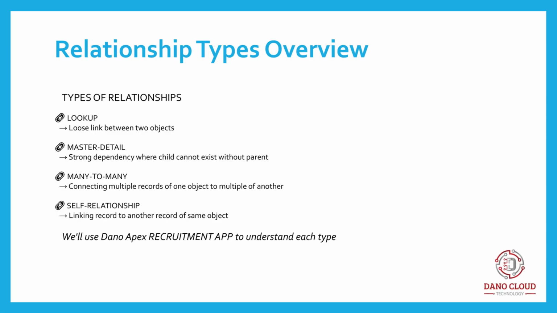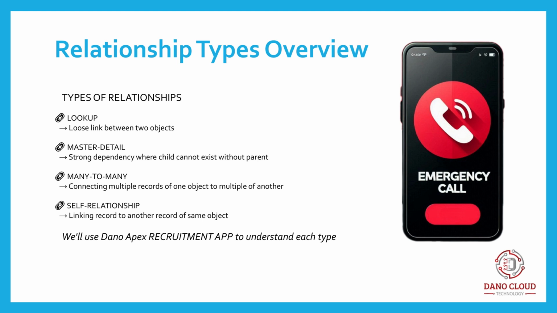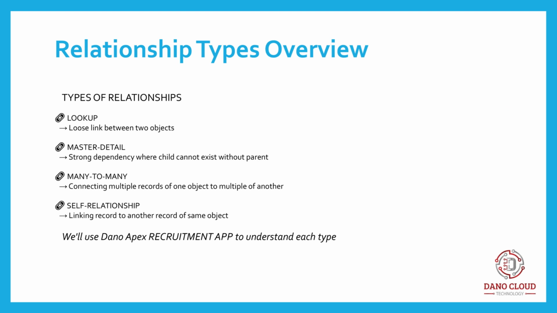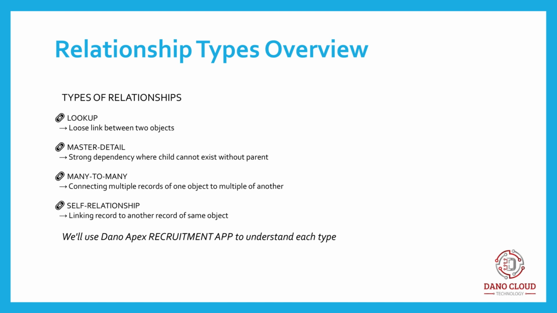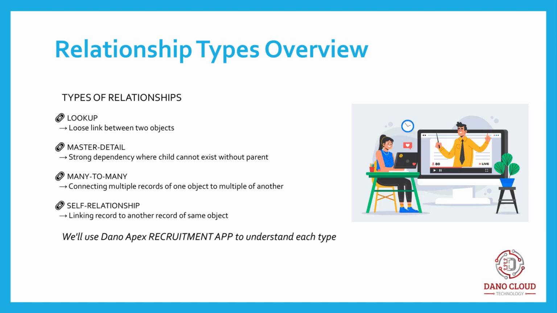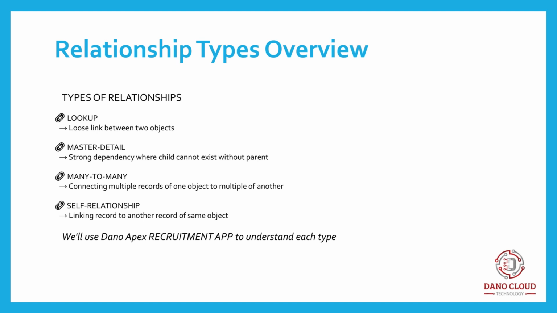Quick example. Lookup is like having an emergency contact on your profile. It's linked but optional. Master detail is like your Aadhaar and Aadhaar details. You cannot have the details without the main record. Many-to-many is like students enrolling in many courses and each course having many students. Self relationship is like one recruiter mentoring another recruiter.